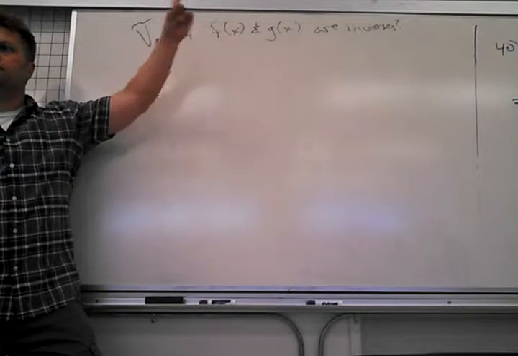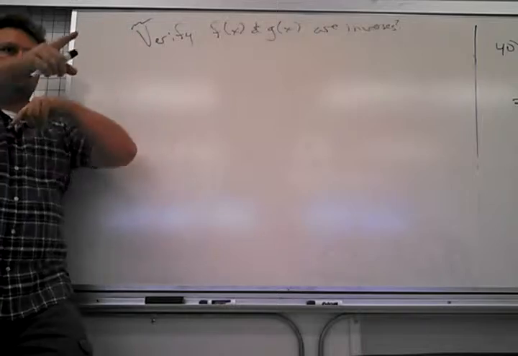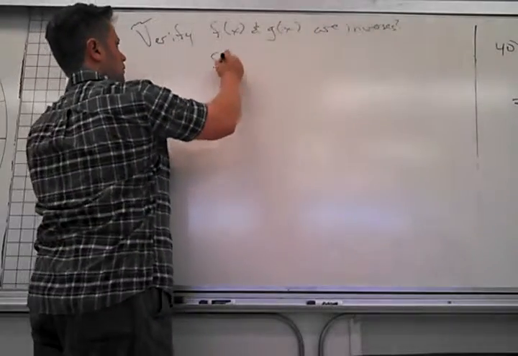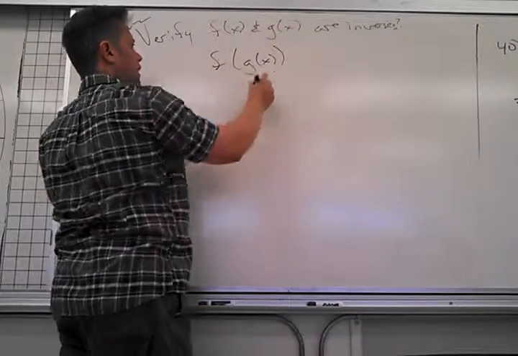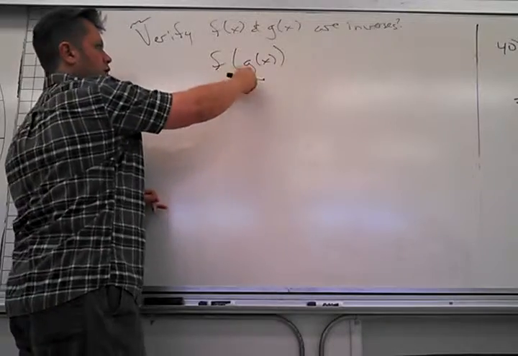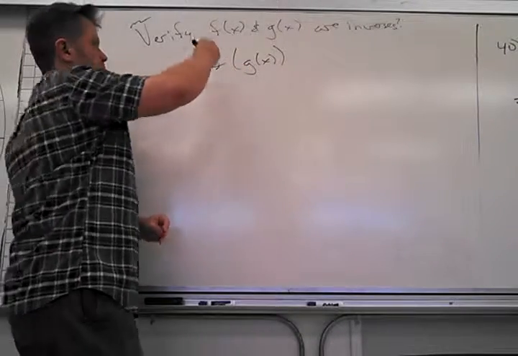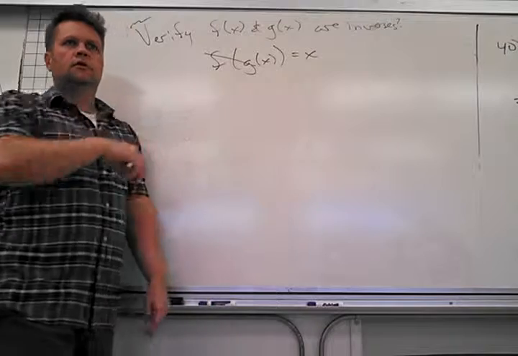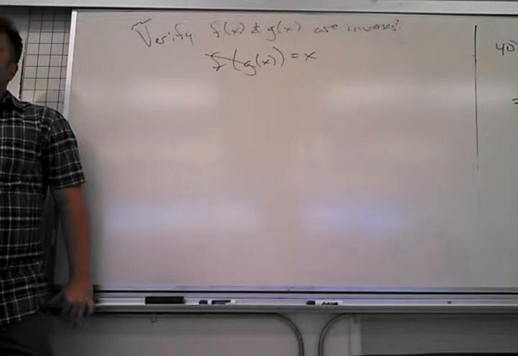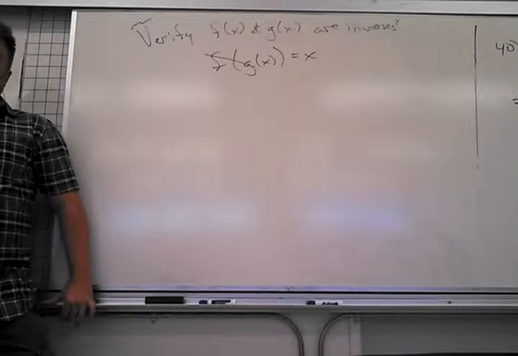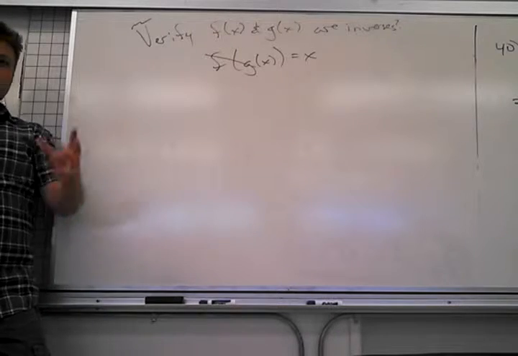To show that they're inverses, you plug one into the other. Plug g of x into f. And if they are inverses, what should they do? Undo each other. Equal x. It should equal x. So now you get to see that idea concretely. Right? You're like, yay!